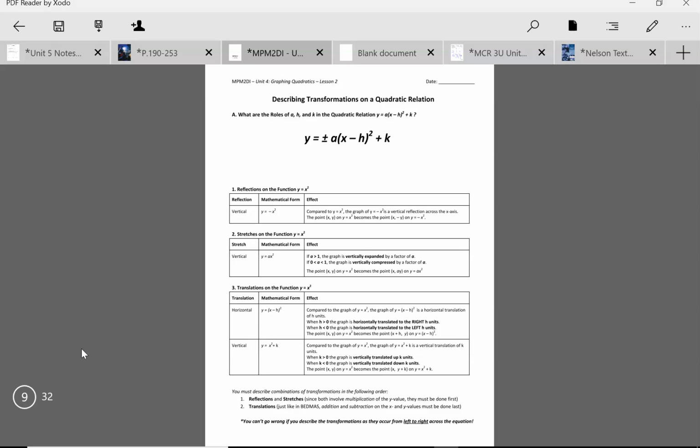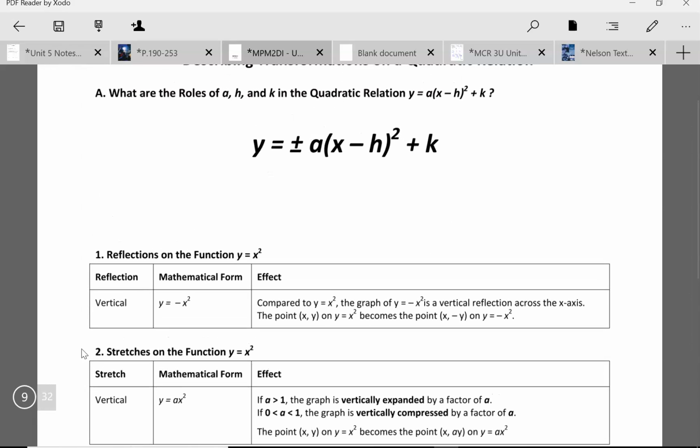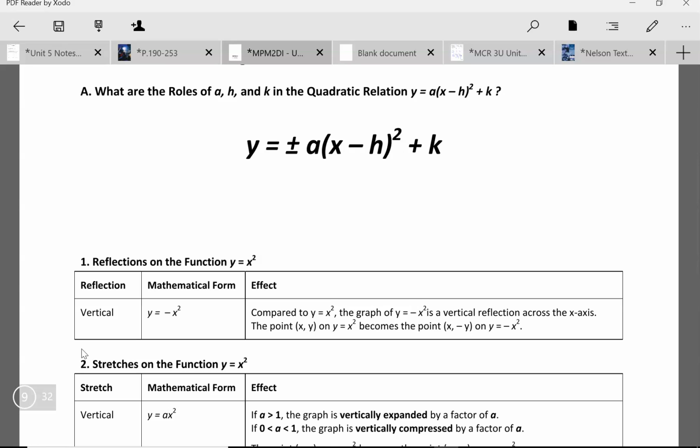So transformations are basically where you stretch or compress the graph, you reflect the graph, and you move it left or right. And those of you who did your schooling in Ontario have probably seen transformations before in grade 7 or 8. I'm pretty sure you covered transformations before this, at least when you move a shape 3 units to the right or 4 units down and things like that. So that's basically what a transformation is.